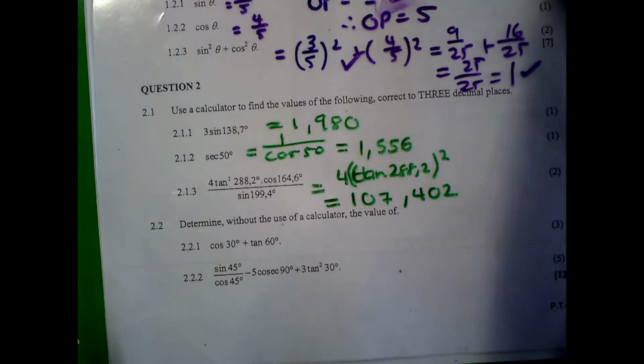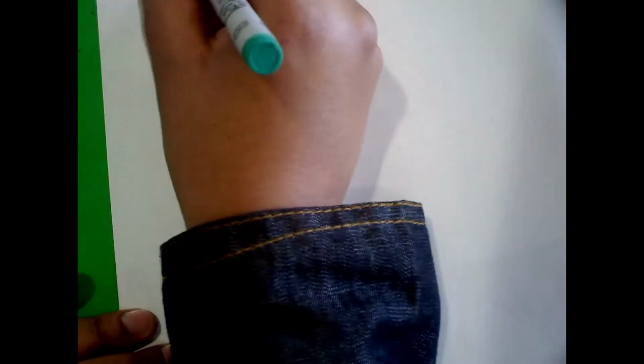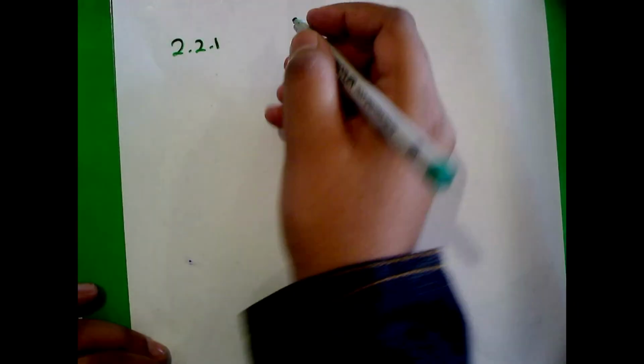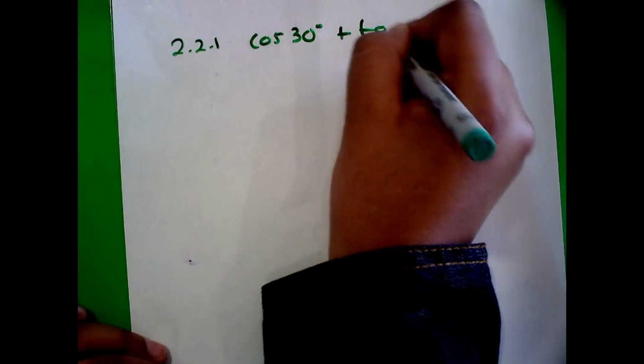Right? Then 2.2. Now 2.2 is where you need to show all working out. So we need more space for writing that, okay? So 2.2.1. Can you all see? Right, 2.2.1. It says here cos 30 degrees plus tan 60 degrees.